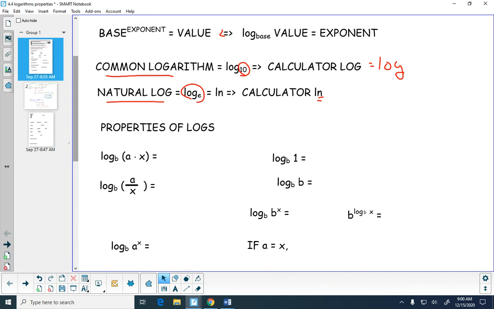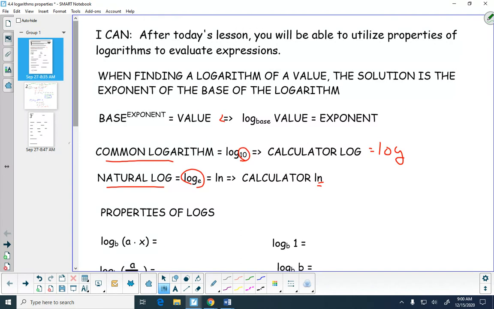When I have two things being multiplied together, we have a log base b of a times x. Now, as I alluded to up here, when we are finding a logarithm, the solution to the logarithm is going to be an exponent. Your solution's going to be an exponent. Well, let's think back to when we had x to the a times x to the b, and we are multiplying these two together.